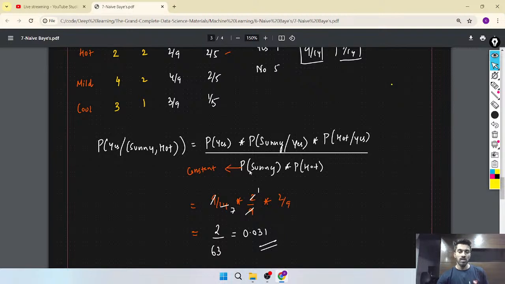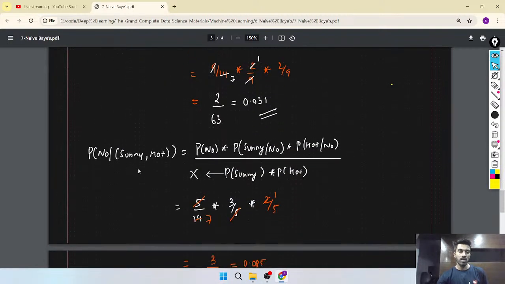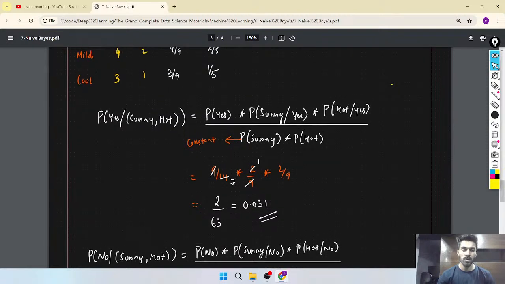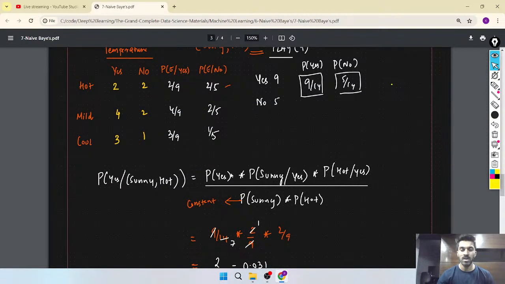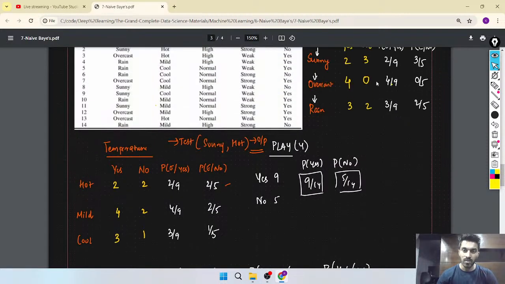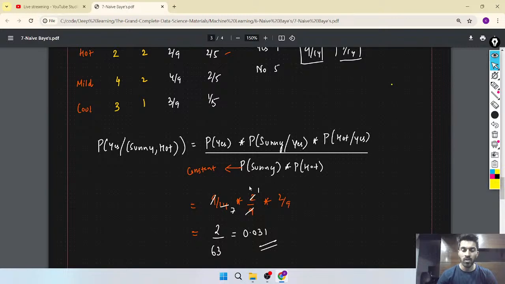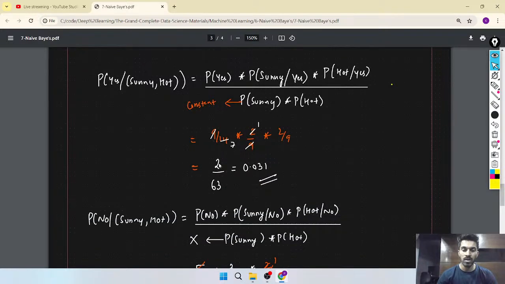This will also come in the no probability calculation. So we do not have to calculate the probability of sunny and probability of hot, because this is coming in both denominators, so we can neglect it. We only have to calculate the probability of yes, which we already know is 9 by 14, and the probability of sunny given yes, which is 2 by 9. Put in all these values and you will get 0.031.